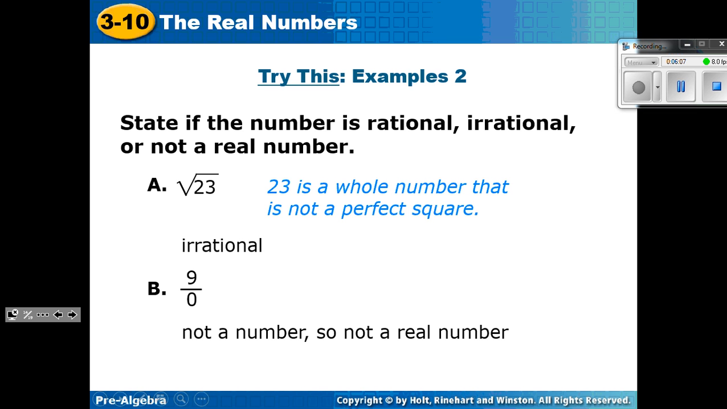Anything over 0 is not a real number. For example, this fraction could represent, I have $9, which I'm going to distribute equally, or divide, that's what the fraction line is, among my 0 children. How much does each child get? Well, you can't answer that. There's not any logical answer to that, okay? So anything where there is a 0 in the denominator, that's going to be considered not a real number.